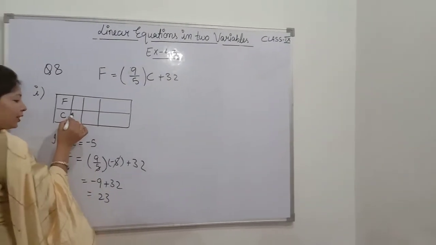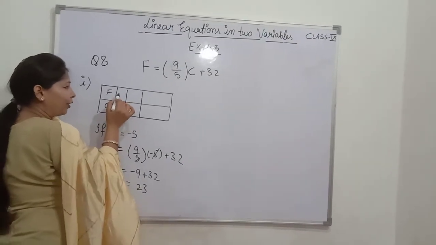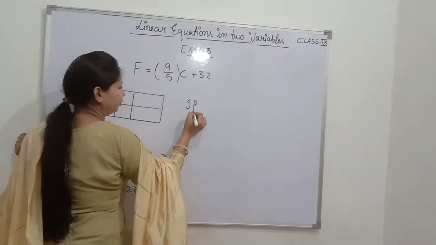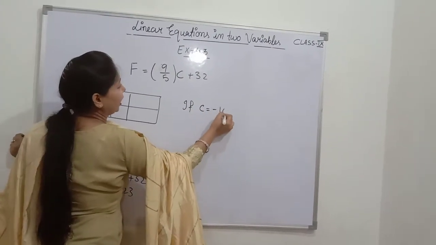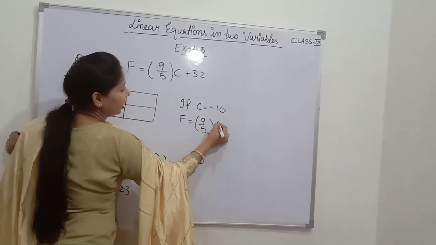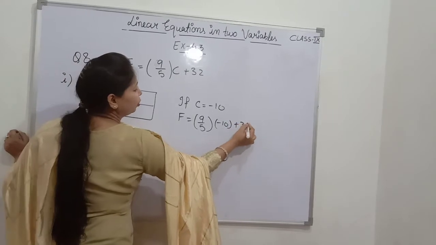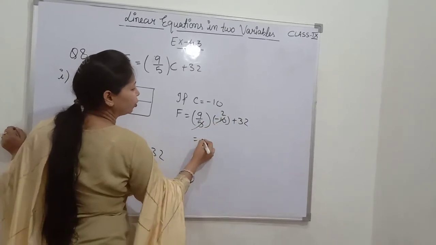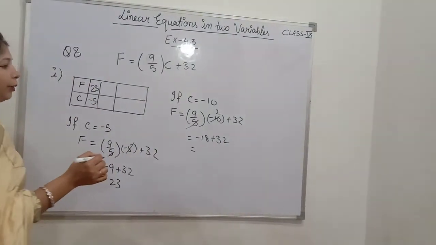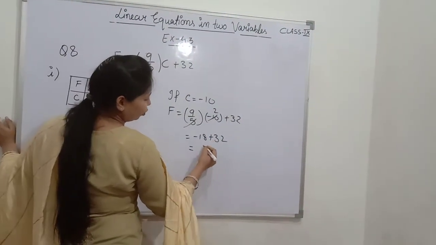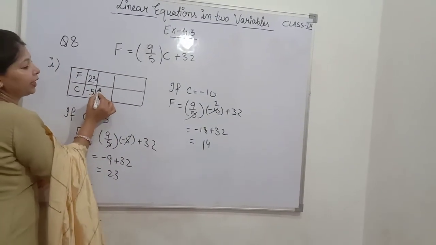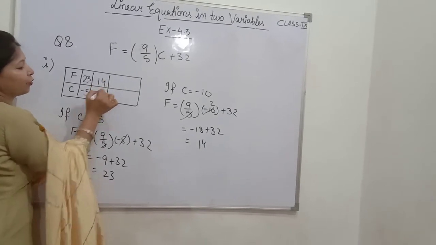Now, if C is -5, then what is the Fahrenheit? Fahrenheit is 23 degrees. Now, if C is -10, then what is the Fahrenheit? Substitute it. We will substitute C as -10 plus 32. This becomes 5 2s are 9 2s are 18 plus 32. So what is the value? 32 minus 18 is 14. Now this is the 14. If C is -10, Fahrenheit is 14.